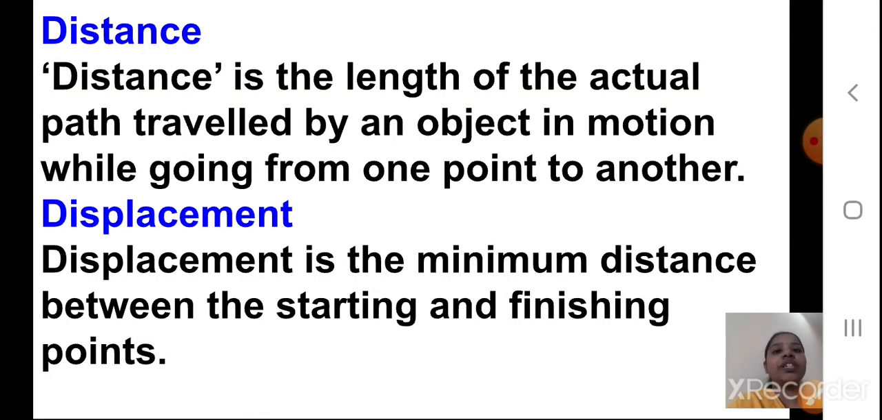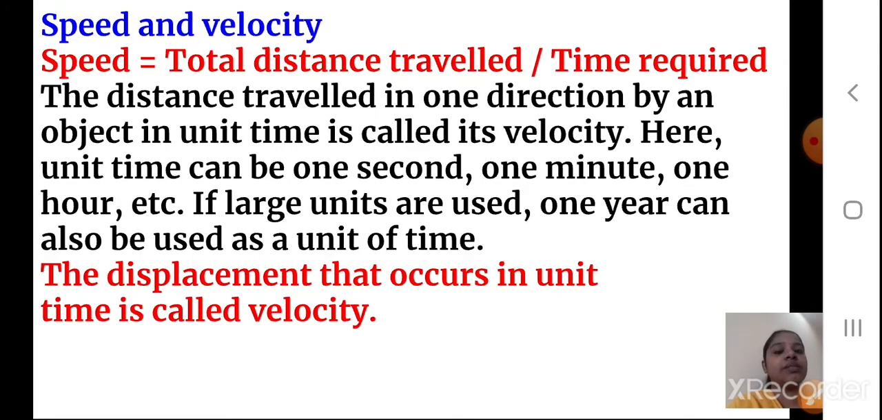First you studied definitions, we started with the distance. Distance is the length of the actual path travelled by an object in motion. When it is in motion, it is travelling some path, which is the actual path travelled by it while going from one point to another. Then you studied the displacement. Yes, displacement is the minimum distance. You will remember the words minimum distance, okay, between the starting and the finishing points. Okay students, so first part we studied distance and displacement.